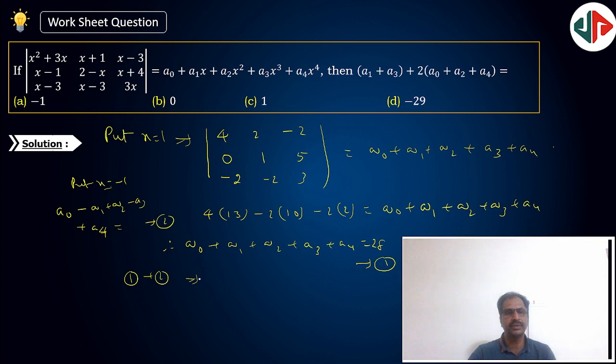By adding 1 and 2, which value do you get? 2 times a0 plus a2 plus a4 you will get, right?